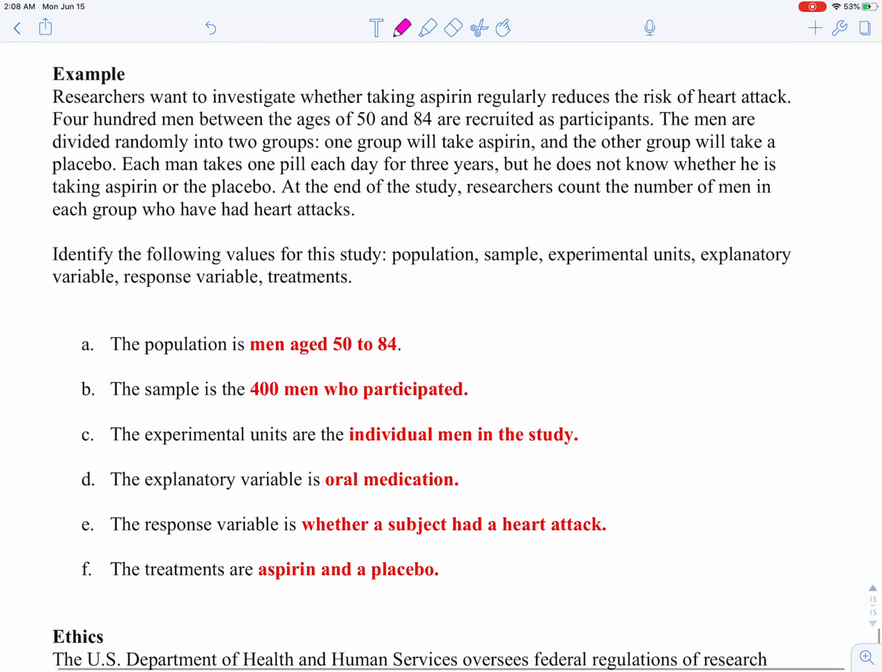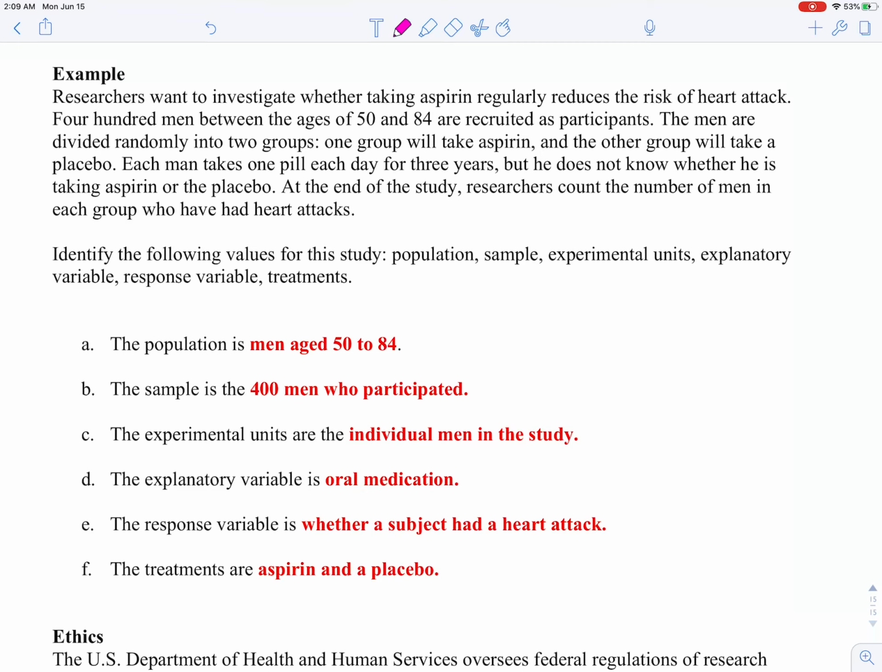All right, so here's an example. This is a typical test or quiz type question. So researchers want to investigate whether taking aspirin regularly reduces the risk of heart attack. So 400 men between the ages of 50 and 84 were recruited as participants. The men are divided randomly into two groups. One group takes aspirin. The other group will take a placebo.